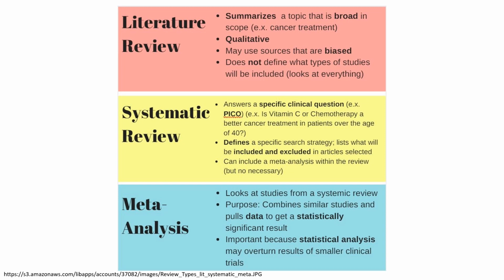A meta-analysis looks at the studies from the systematic review, and then it combines the data from those studies. So they actually have to reach out to the authors of the studies and be like, can you please send me your data? And does a statistical analysis that might overturn the results of smaller clinical trials. So it's looking at all the data from everyone who's ever done this experiment and figuring out what the true answer is.